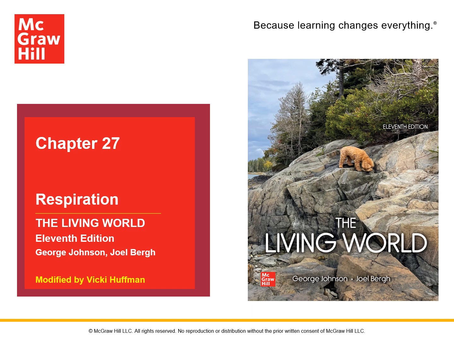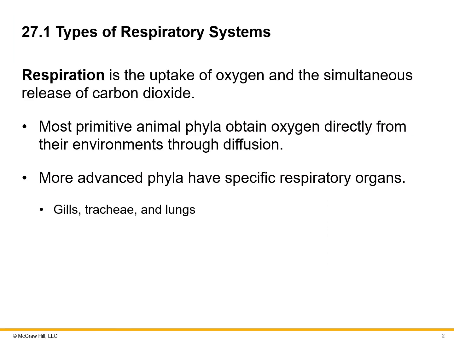Welcome to chapter 27. We are moving on now to the respiratory system. So a few different types to kind of highlight here. We are mainly just going to focus on the mammalian and the animal respiratory system, but just a little background. So just the definition, respiration is just the uptake of oxygen and the simultaneous release of carbon dioxide.